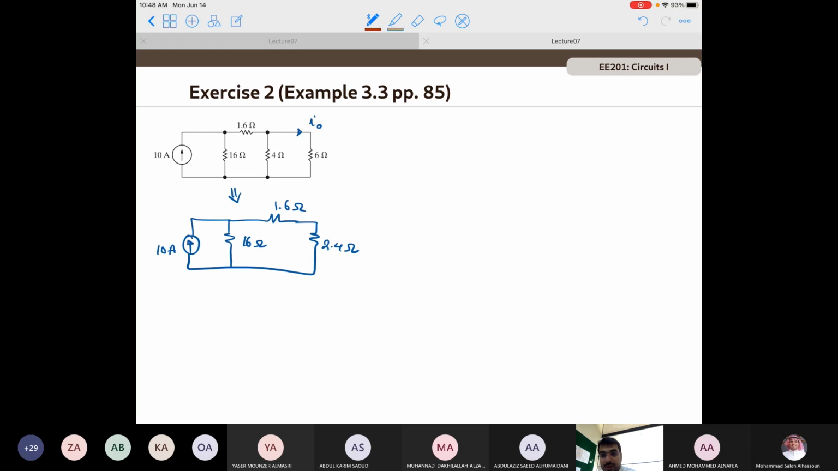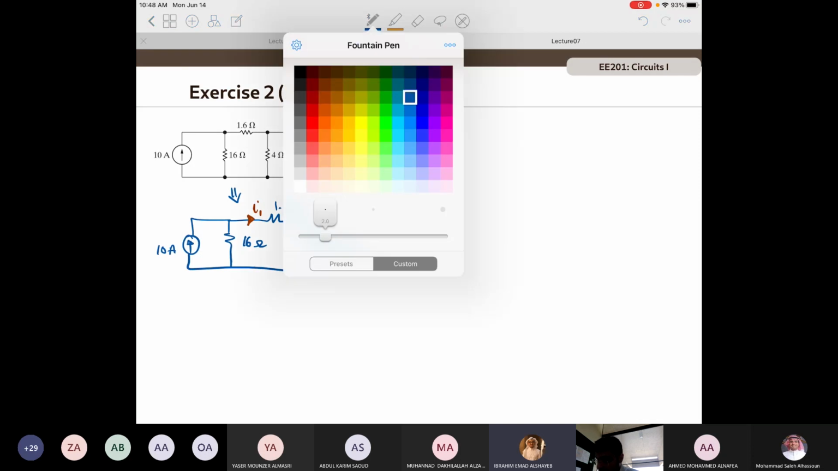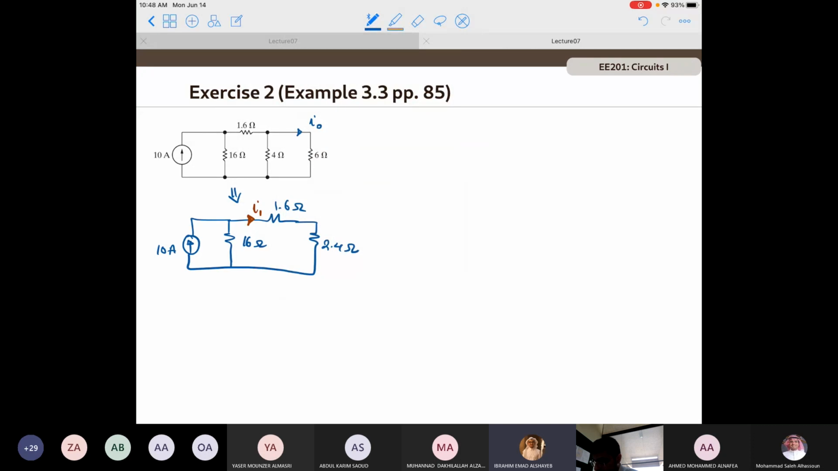Let me go with Ibrahim. We should combine 2.4 with 1.6. Okay. So that we end up with the 2 resistances. Okay, very good. So if we end up with 2 resistors, then this is 1.6, and this should be 4.